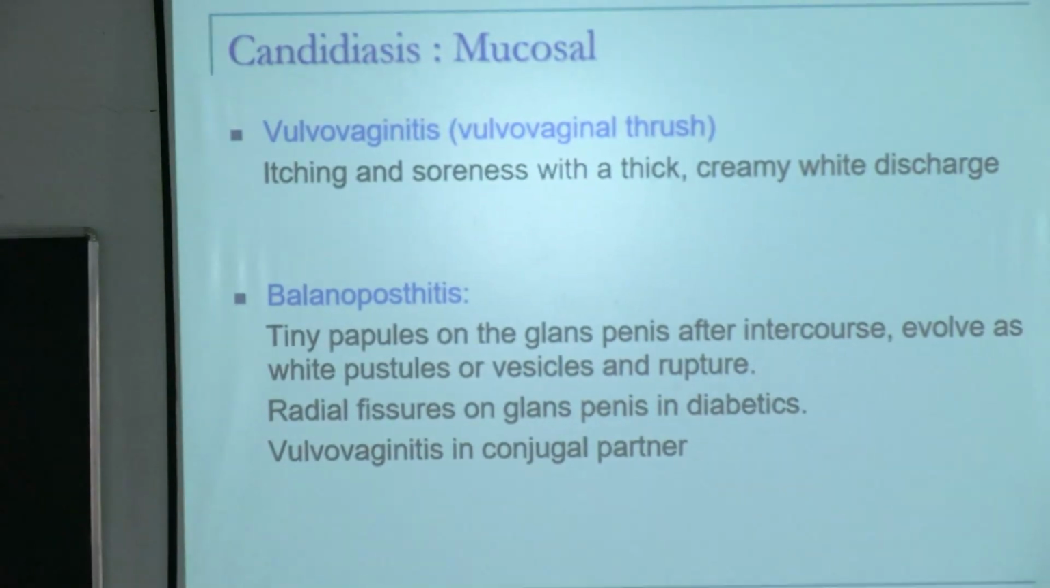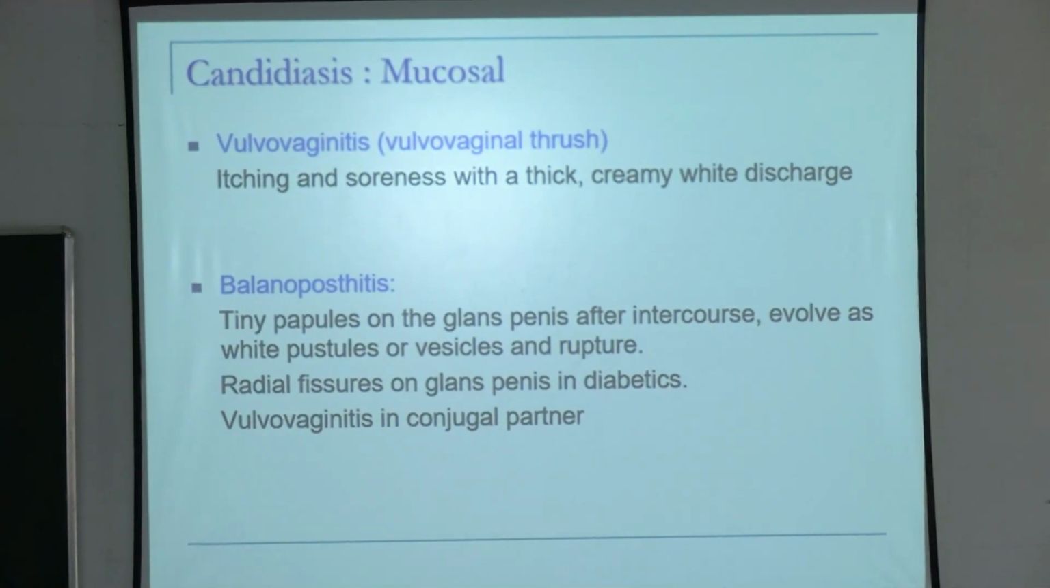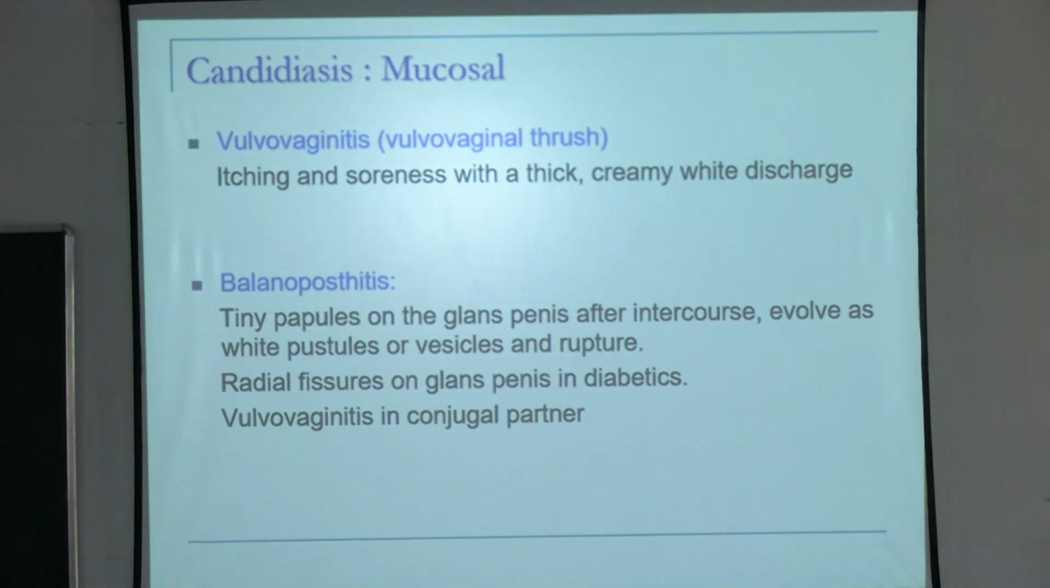Then vaginal infections, like white discharge from the vagina, mostly the common cause is Candida. So vulvovaginal thrush: itching and soreness, with more of a curdy appearance. When you do gynecology, if you see a discharge that is creamy and curdy, then there is suspicion of Candida.